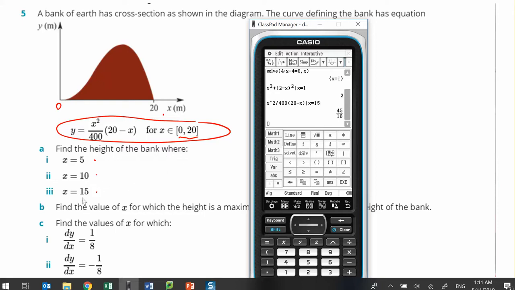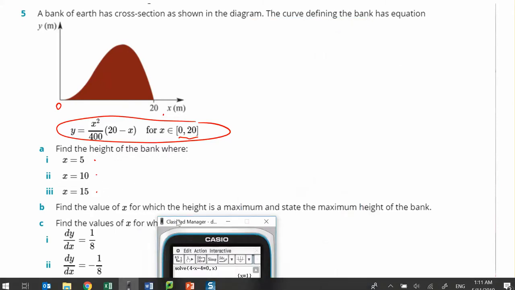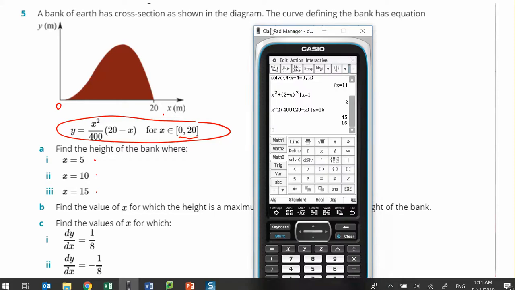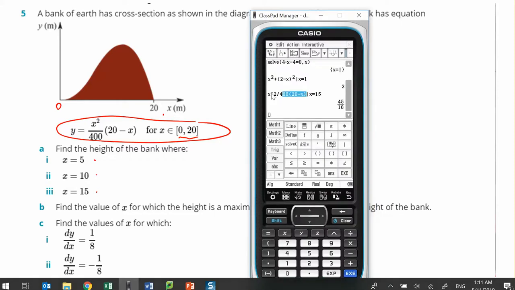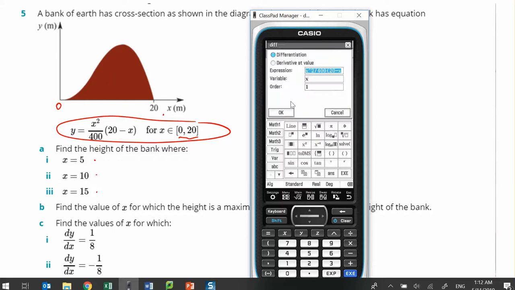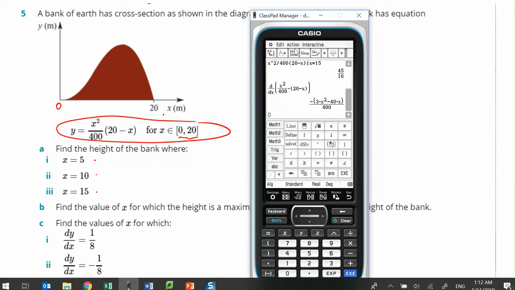Now for B, find the value of x for which the height is maximum, and state the maximum height. Remember, to get the maximum, you always have to differentiate. Since this is in terms of one variable only, we can find dy/dx. So just differentiate this original equation, and I get this value. I'm just going to simplify it, and I get that.